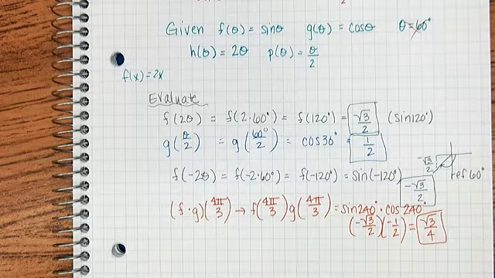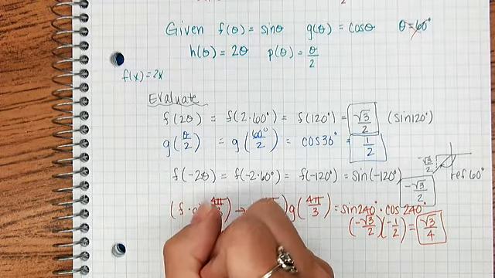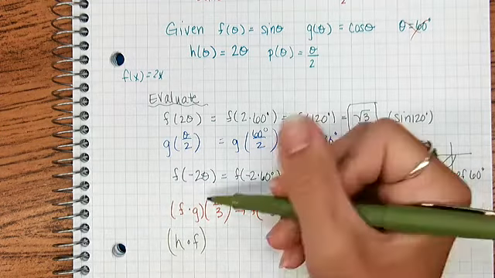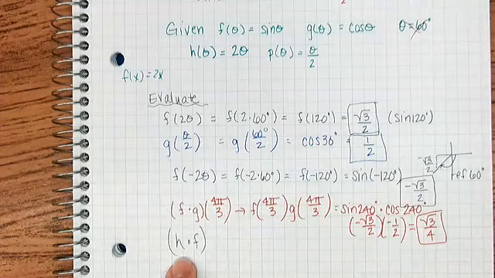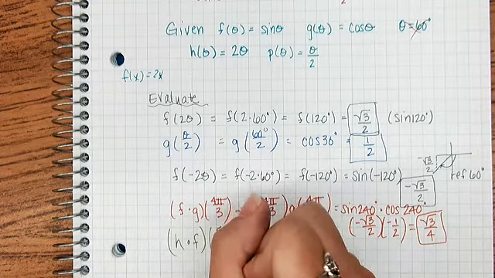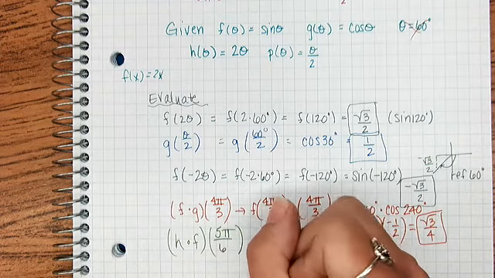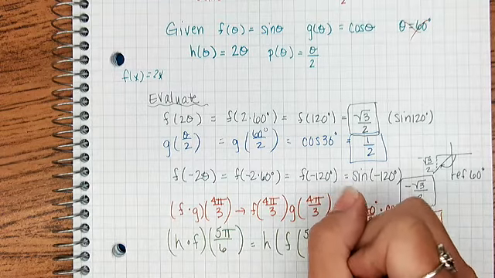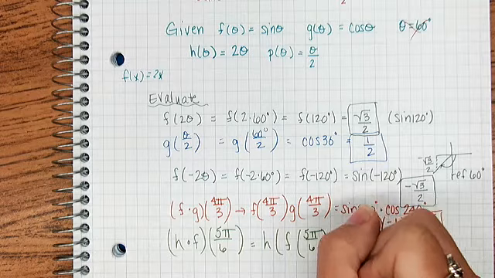Let's do a composite where you're not multiplying the angles together. So if you have to find something like the H, open circle, I'm not sure if you can tell, this was a closed circle, that's multiply. Open circle, that's composite. So let's do the H of F of 5 pi over 6. So this is the H of the F of 5 pi over 6.